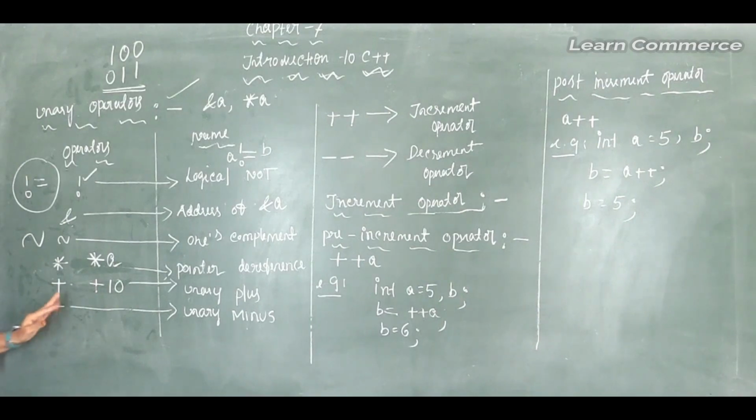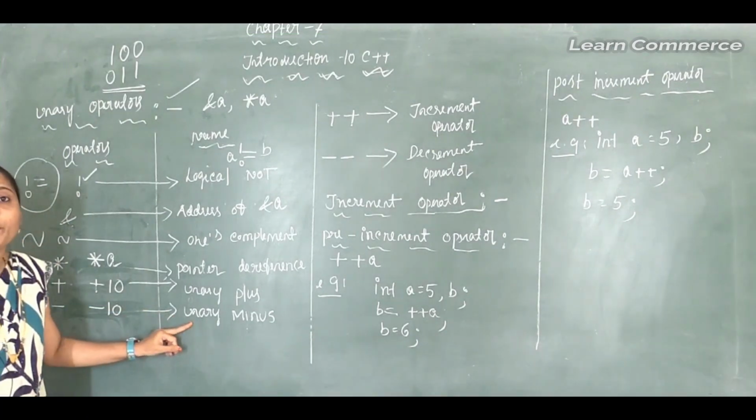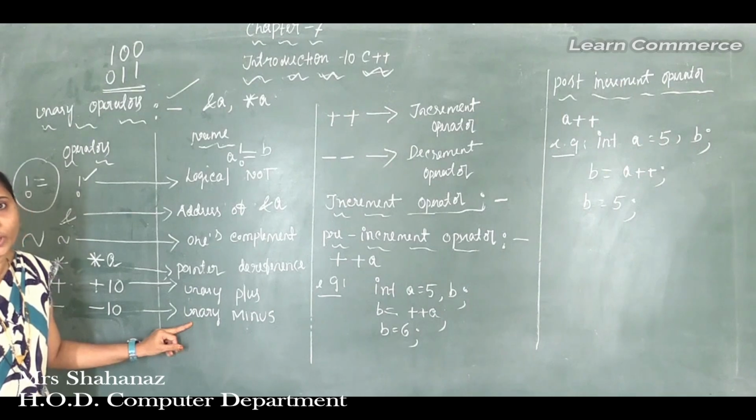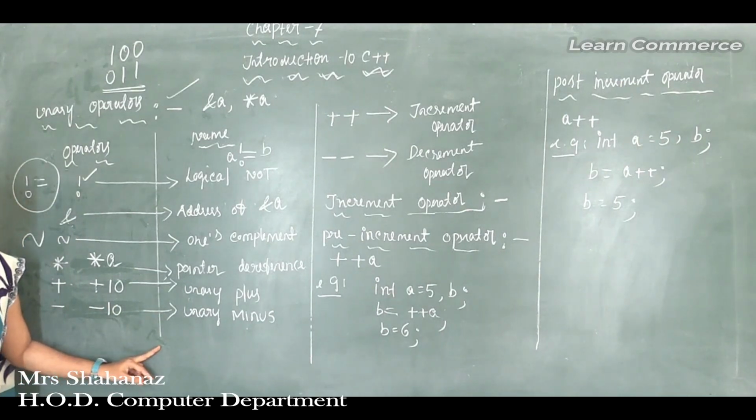And later the next one is the minus. Why are we using the minus? We can write minus 10. Okay, minus 10, that is called this operator, just one minus. The operator is called the unary minus. Clear this point? Unary minus, also called the unary negation. So the other name of the unary minus is the unary negation.